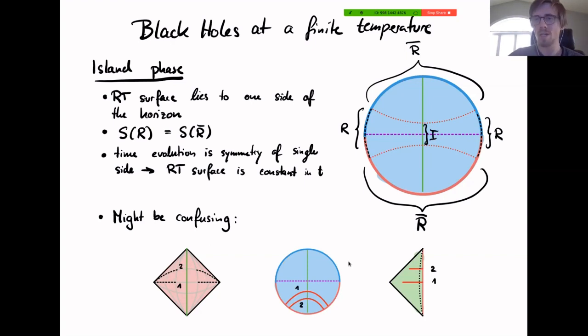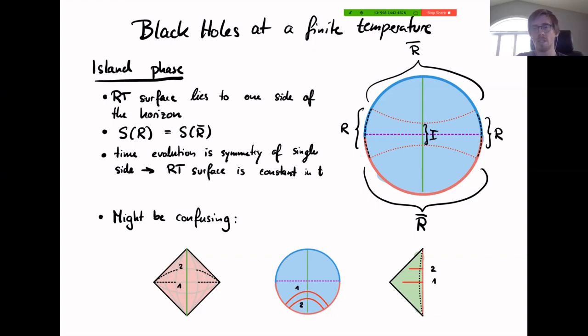But for now, the point I want you to take away here is that because my RT surfaces are on one side of the horizon, and time evolution on one side of the horizon is a symmetry, the area of my RT surface will just be constant.